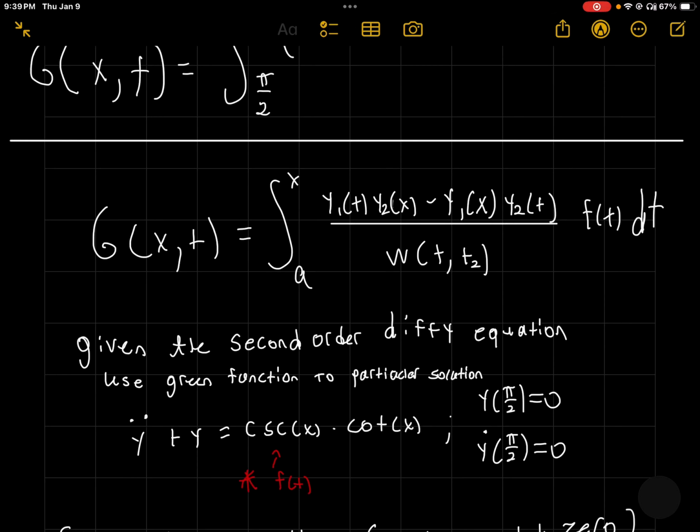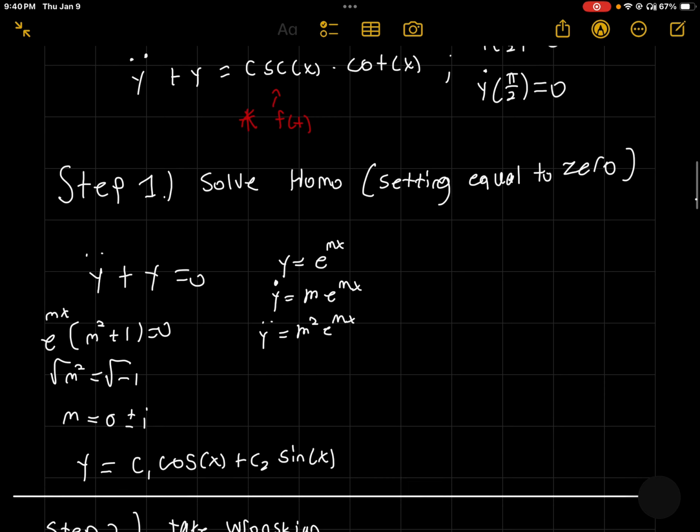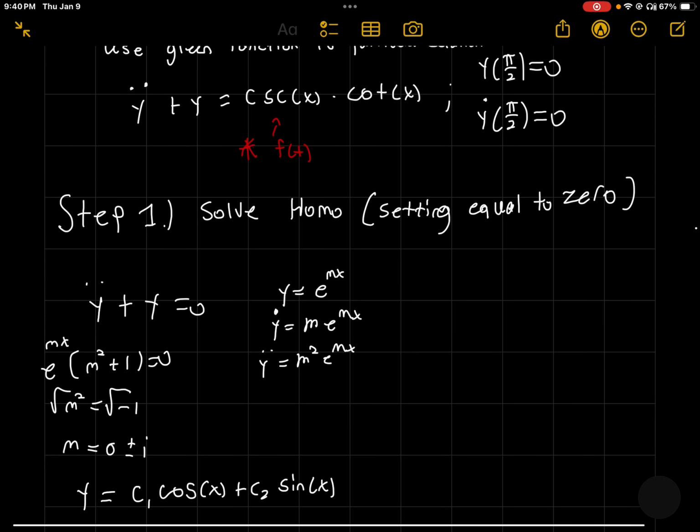Use Green's function to solve the particular solution, or basically find the particular solution. The equation of the Green function is basically above, where we're given the equation y double prime plus y is equal to cosecant times cotangent, and we're given two initial conditions.